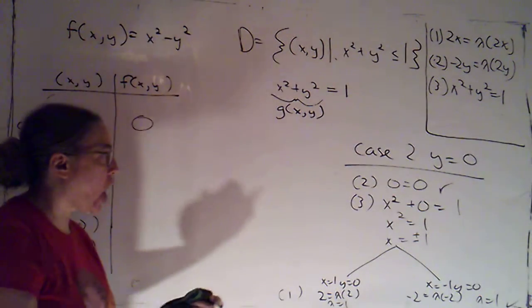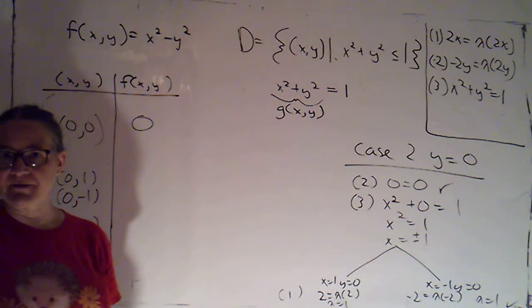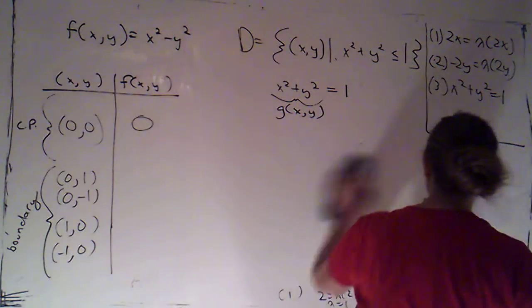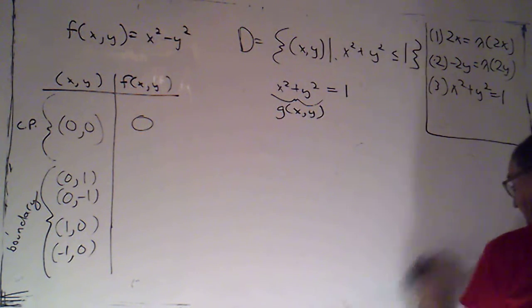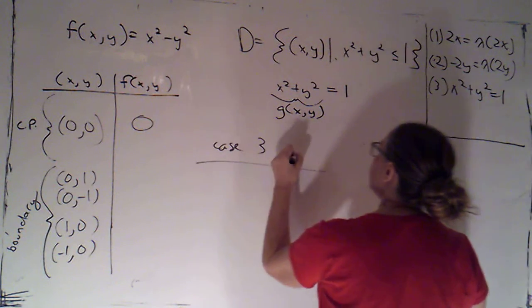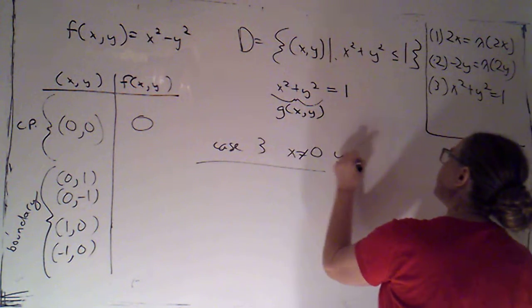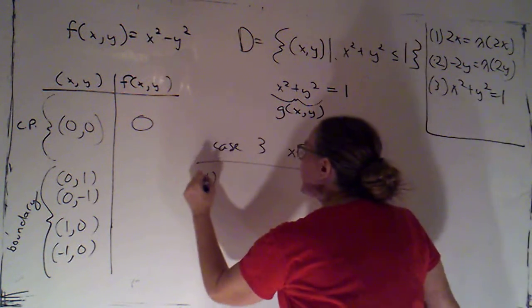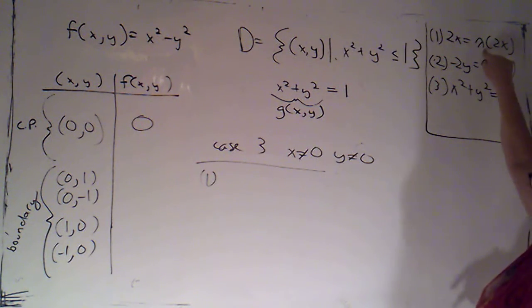Excellent. So that was me being pessimistic. What could go wrong if I try to solve for lambda? Well, I do actually have to consider the case that nothing goes wrong. So case 3, x isn't 0 and y isn't 0. So in equation 1, now I can do what I wanted to do from the beginning.